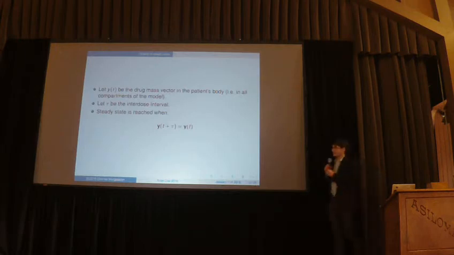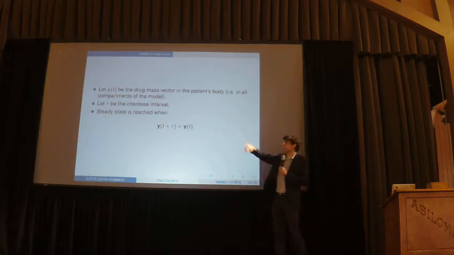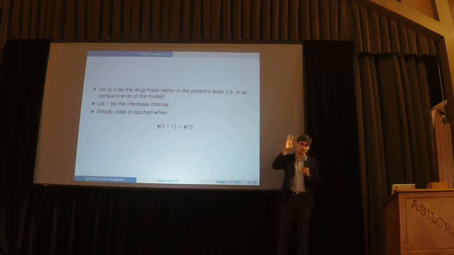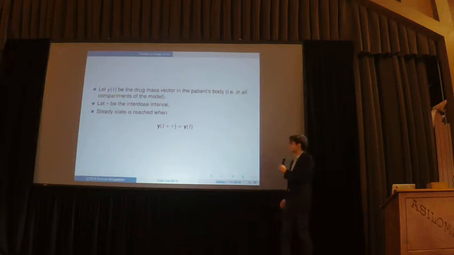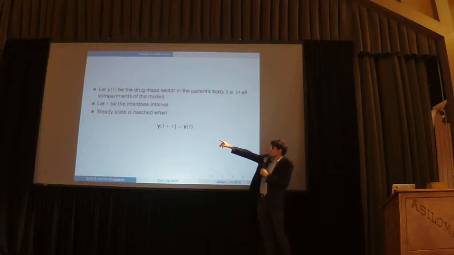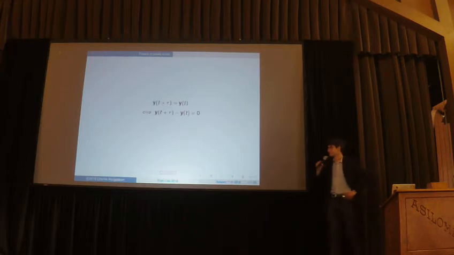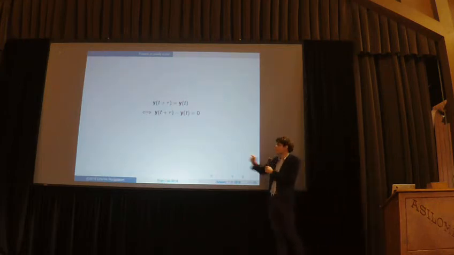So if we let y be the drug mass, and here I'm highlighting its dependence on time, y of t, be the drug mass vector in the patient's body. So that's going to be the drug mass in all of the compartments of the pharmacometrics model I presented at the beginning. And then we let tau be the interdose interval. So how much time is there between one drug intake and the next drug intake? Then steady state is reached when y of t plus tau is equal to y of t. Or equivalently, I'm going to rewrite this as a root finding problem when the difference between these two states goes to 0.